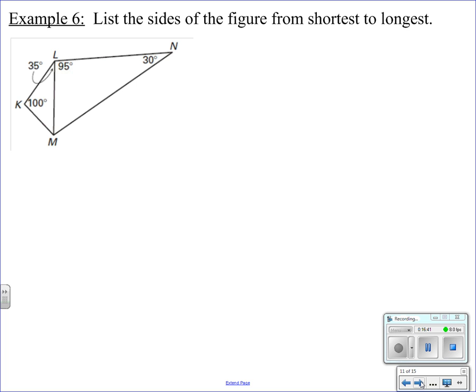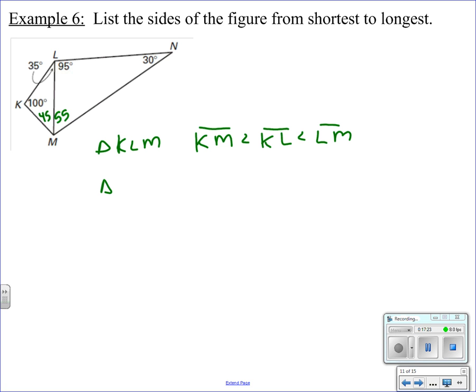List the sides of the figure from shortest to longest. Let's fill in our missing angle. Since everything has to add up to 180 in a triangle, that's 45, and this one's 55. So let's look at triangle KLM. Well, in triangle KLM, the smallest side is KM. Then I have KL. Then I have LM.